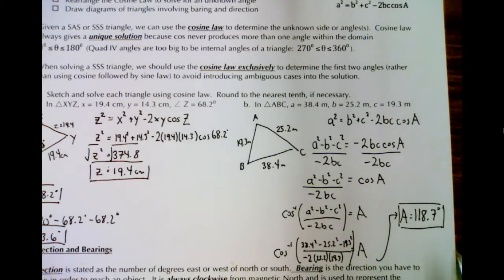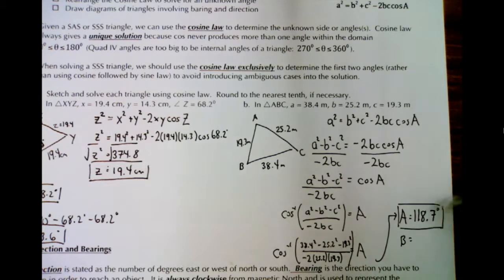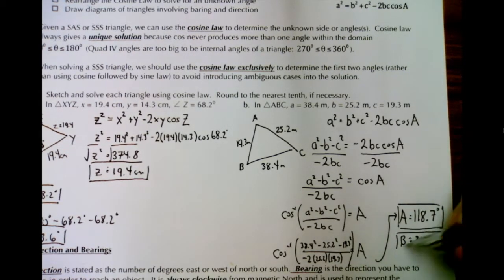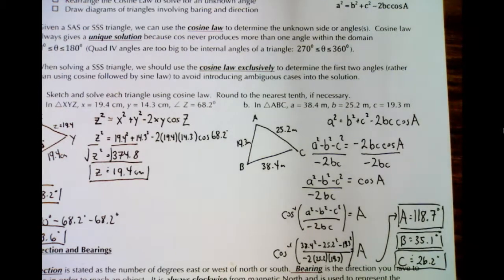What I'm going to suggest that you do is try cosine law one more time to find angle B, and then subtract from 360 or subtract from 180 to find your last angle C. I'm going to write the answers here so when you check it, you know whether you got it right. When you do B, you should get 35.1. If instead you choose to solve for C, C should be 26.2. So give it a shot and see what you can come up with.